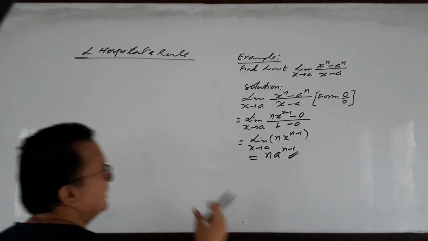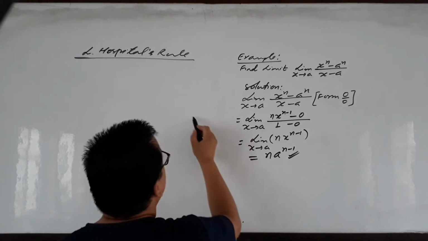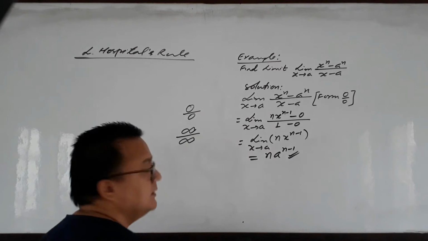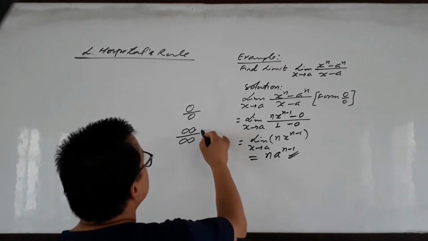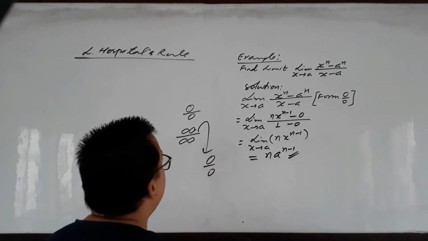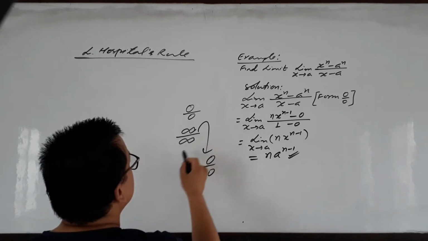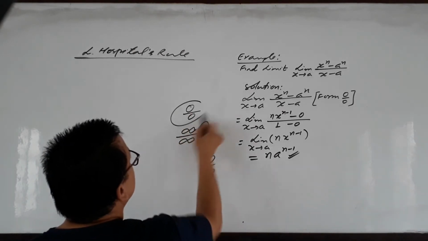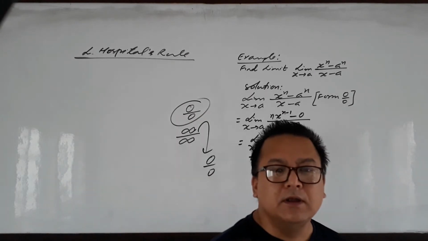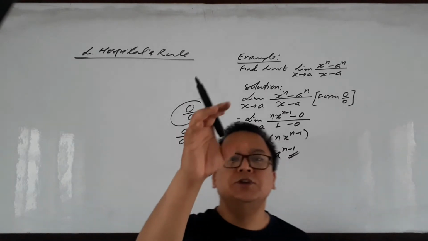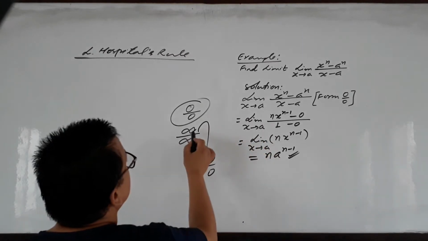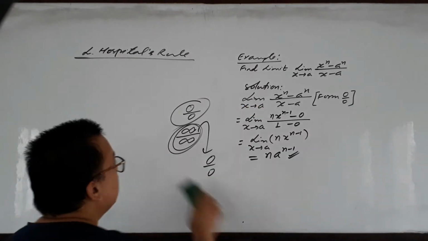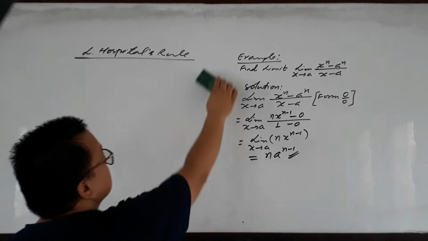And listen to me already. One thing let me tell you, we don't only use it in case of 0 upon 0, we can also use it in the form infinity upon infinity. Infinity upon infinity is ultimately also 0 upon 0, because if we take the reciprocal, then we will find 0 upon 0. So remember, we can use it if the function is in the indeterminate form of 0 upon 0, and also if the function is in the indeterminate form of infinity upon infinity. In these two forms we can use L'Hospital's rule.